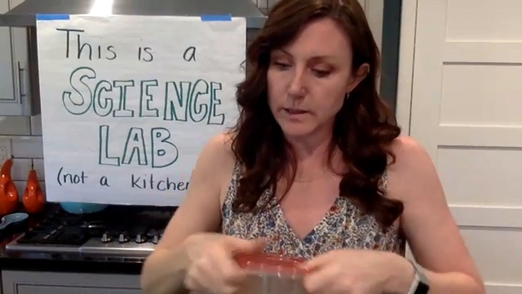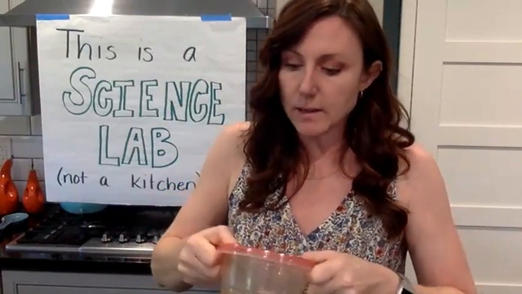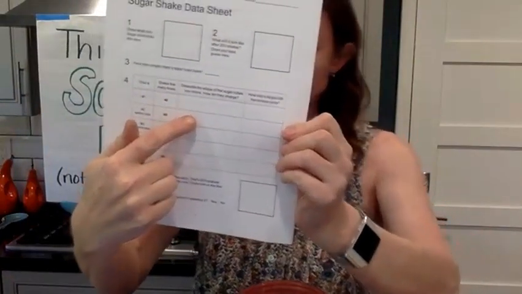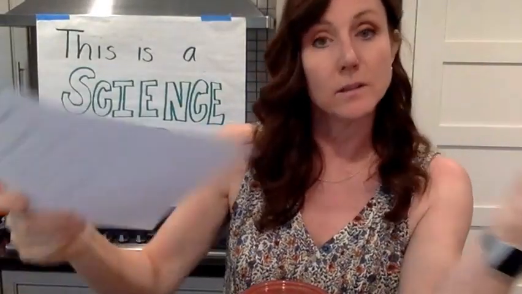I'm just going to set it here and put a cover on. Now, the first trial involves shaking the container 40 times. Then, after we do that, you will describe the shape of the sugar cube. What does it look like now? How did they change? And how many edges can you see that still have color on them?